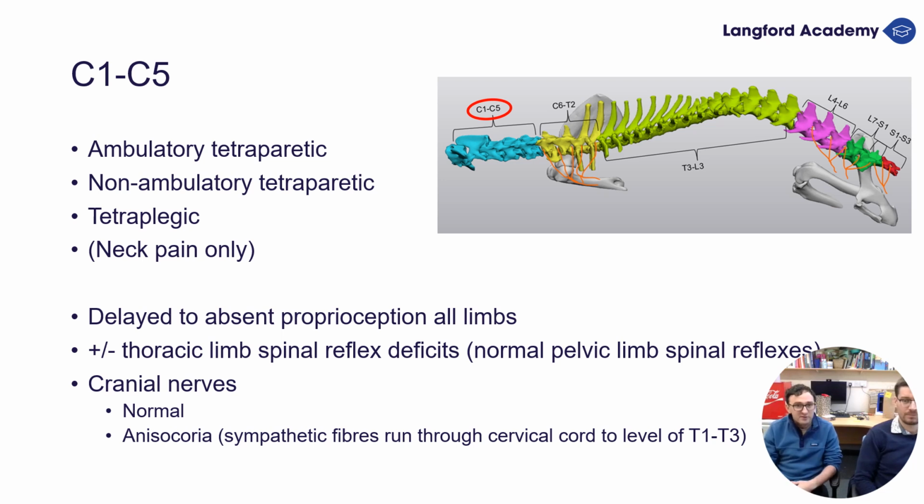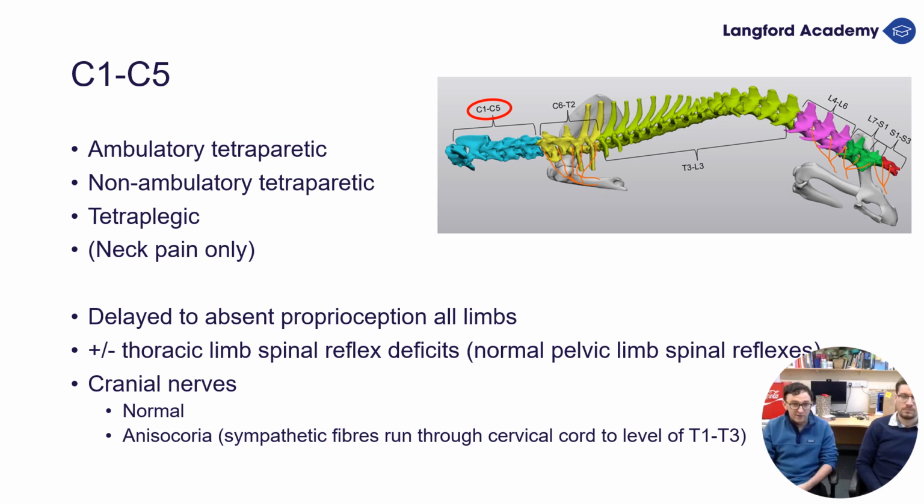If we focus on C1 to C5, we tend to see patients having issues affecting all four limbs. So they're either ambulatory tetraparetic or non-ambulatory tetraparetic, or in severe cases might be tetraplegic. But in some animals, we might just have neck pain or cervical hyperesthesia only.